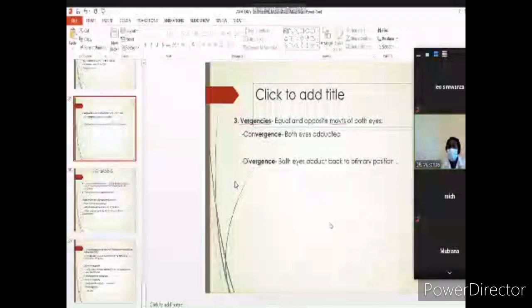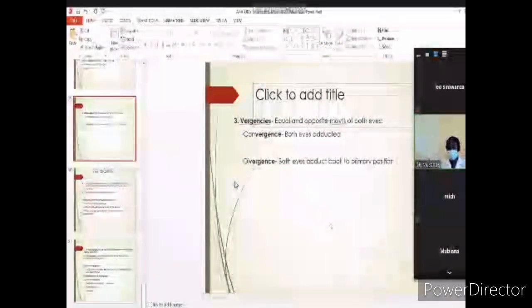Both eyes abduct to the primary position. Okay.